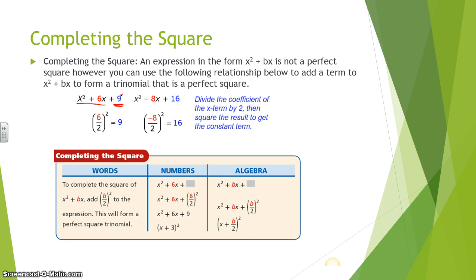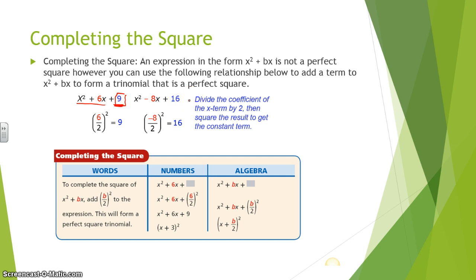We call this the c. So you took your b, so 6 divided by 2, and you square that to get 9. So that's how they got x squared plus 6x plus 9. For the next one, we look here at our b, which is negative 8. So negative 8 divided by 2 squared is going to give you 16. So that's how they got x squared minus 8x plus 16.